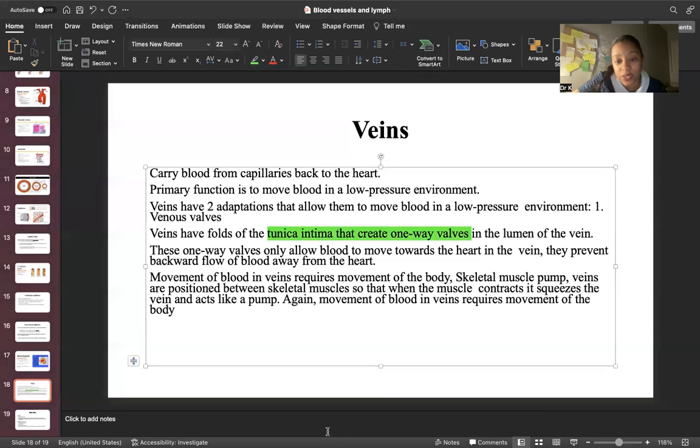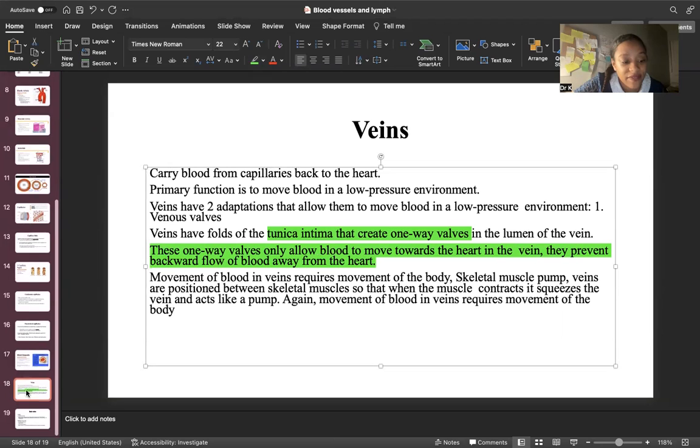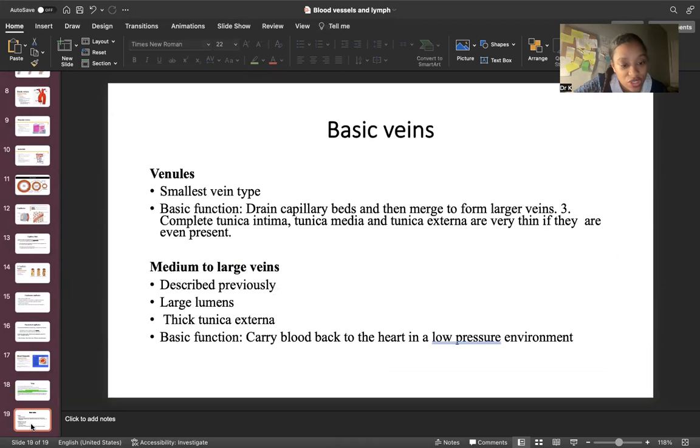They have the tunica media that create one-way valves, right? And it's really one way. That's the thing about these valves. They have to go towards the heart, and there's no backing. They're preventing that backflow that we were talking about last week, right? So just know that the veins are this way in their structure.